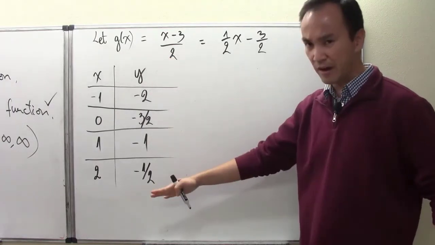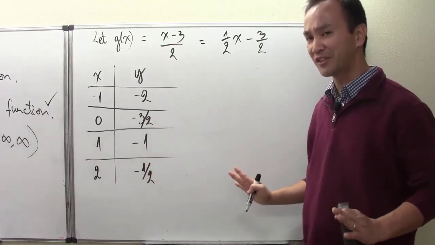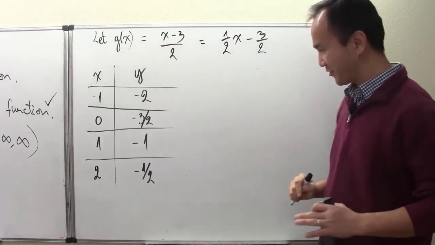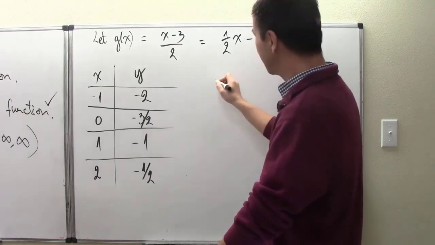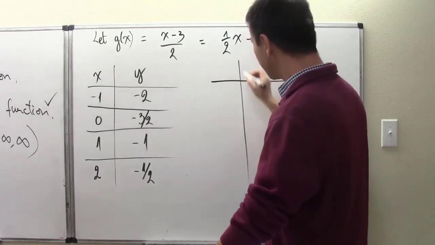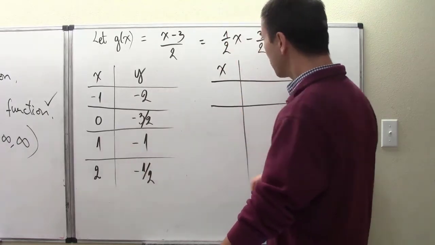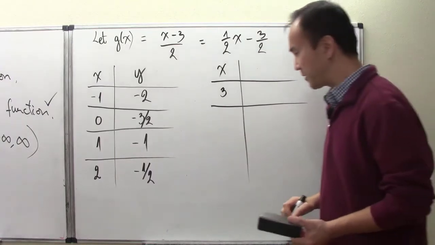But now let me continue this function a little more with the table of values. Technically I can stop here, but let's try to discover some connection between this function and the earlier function. So I'm going to really continue my table of values here. I've chosen these, and now let me continue. How about when x equals 3?